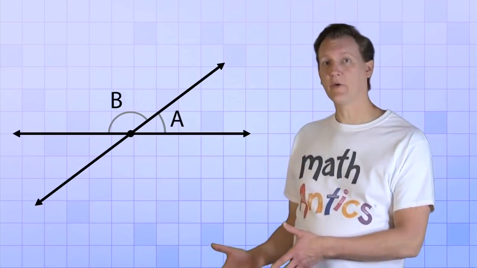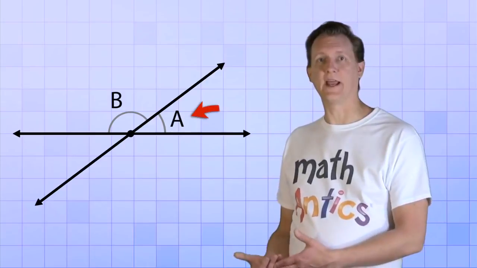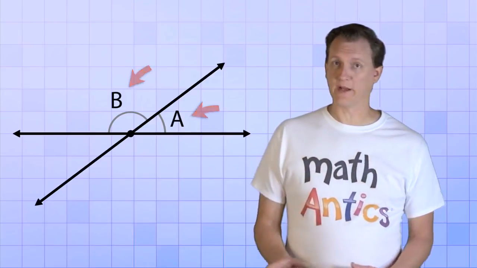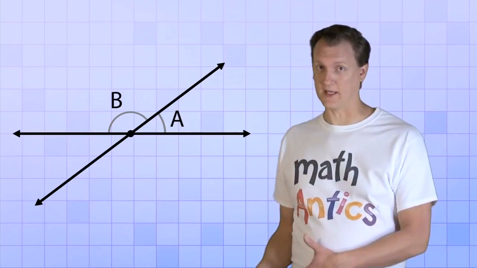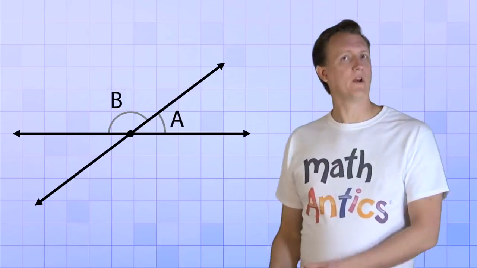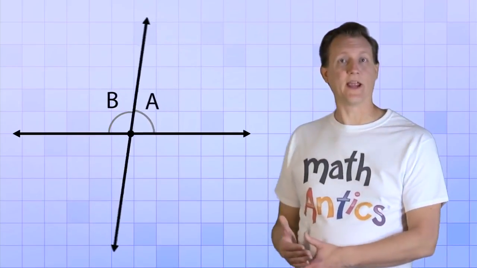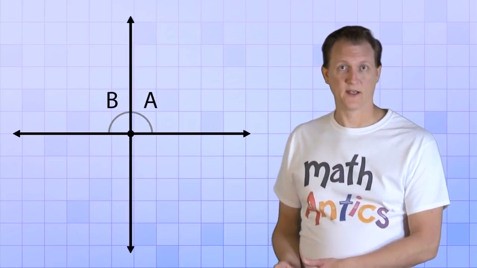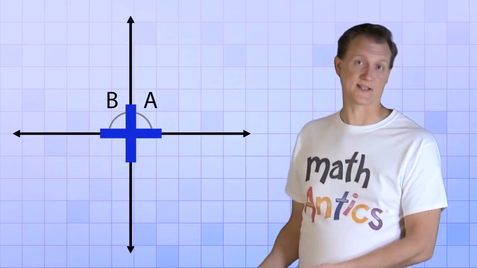Alright then, so now we have a diagram that shows angle A and angle B. And you might notice that those angles aren't the same size. B seems to be bigger than A. But what if we rotate one of our lines until the angles do look like they're the same size? Now our angles look kind of like a plus sign.